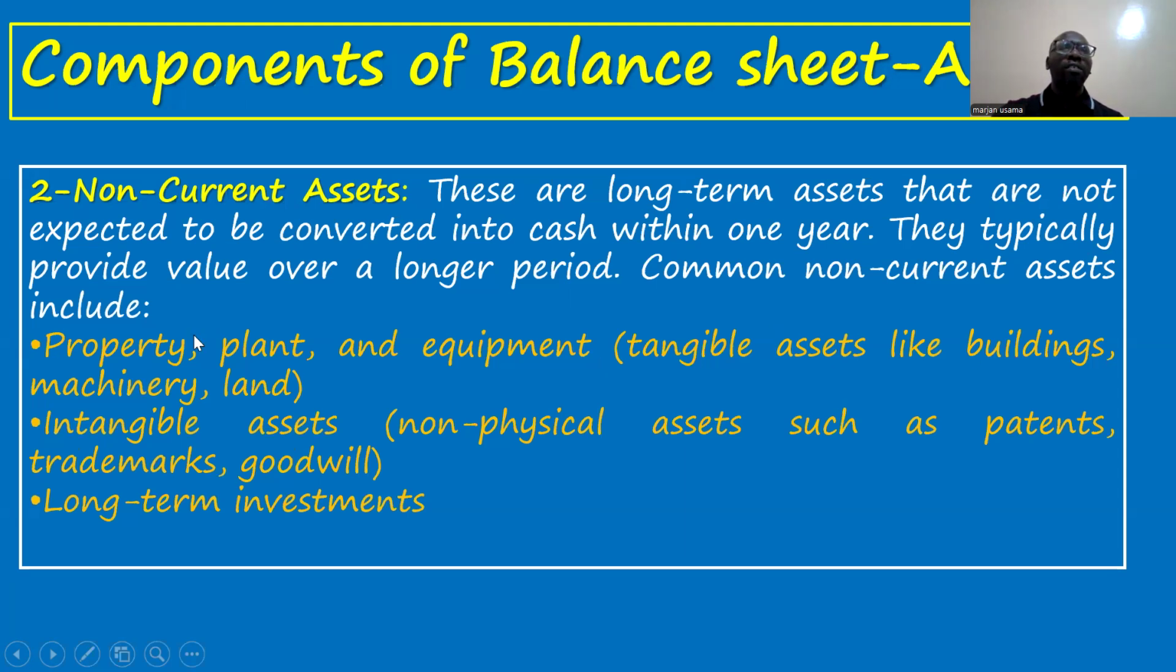Common non-current assets, for example, property. For example, the building that you have as a business, that is your property, right? The plant, for example, if you have a factory. Equipment, anything you're using, the machines you're using in production, all those are your assets. So tangible buildings, machineries, land, and so on.